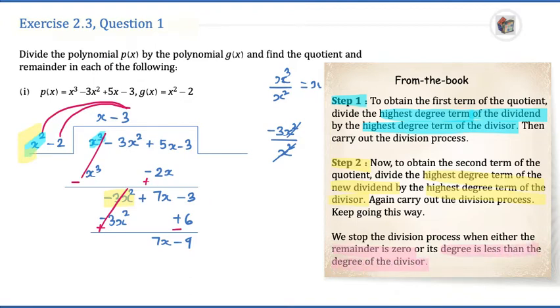Well, that has definitely happened because the degree of this here is 1, while the degree of your divisor was 2. So this is where you stop. So overall, the quotient that you were looking for is here. It's q of x, and this is the remainder, r of x. And we're done here with part 1.